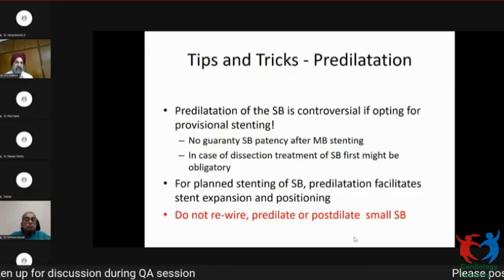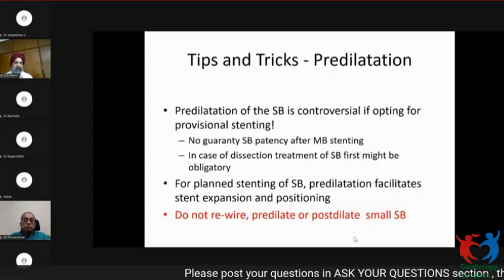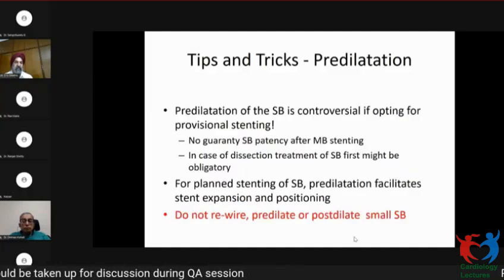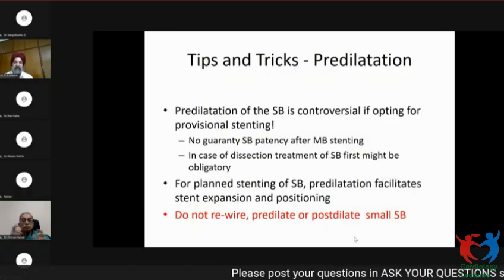If you've done side branch ballooning, you should not try to rewire and chase it again, because there are high chances that you can dissect and completely stop the flow. But if it's a planned side branch stenting, then you can prepare the bed well, and that is very strongly recommended.